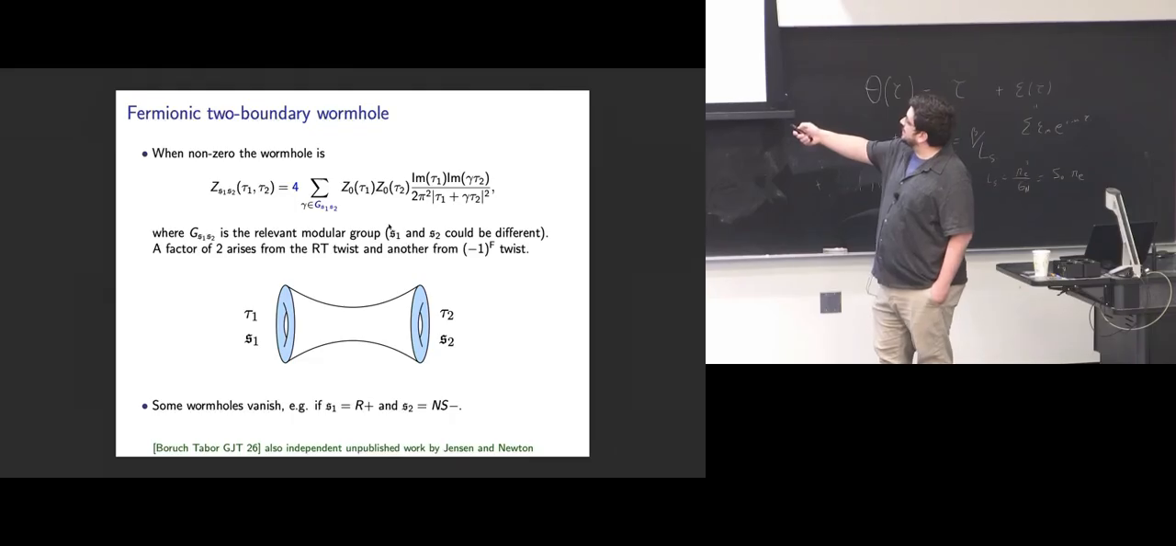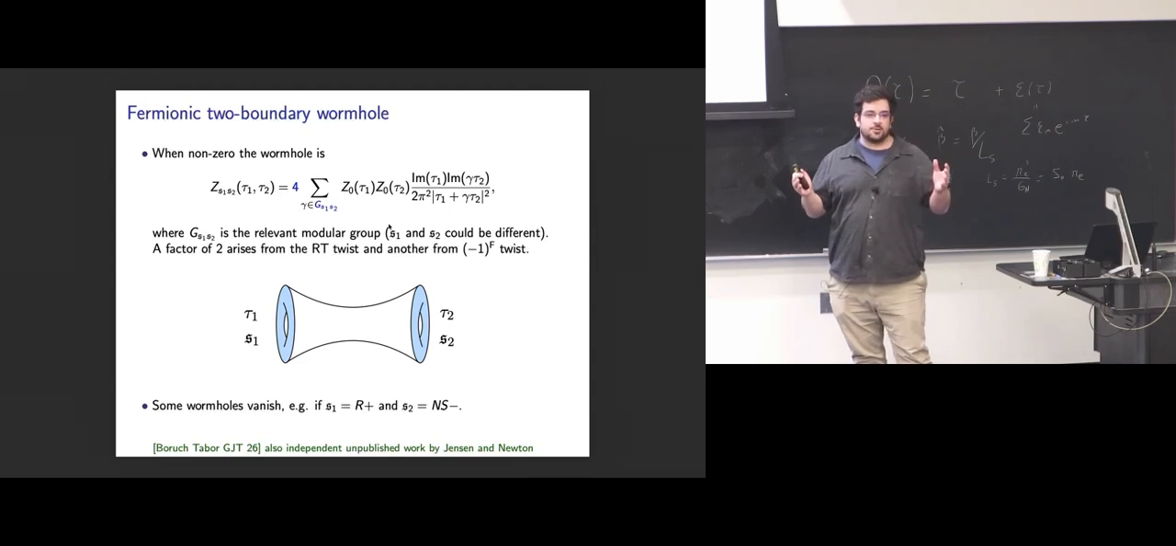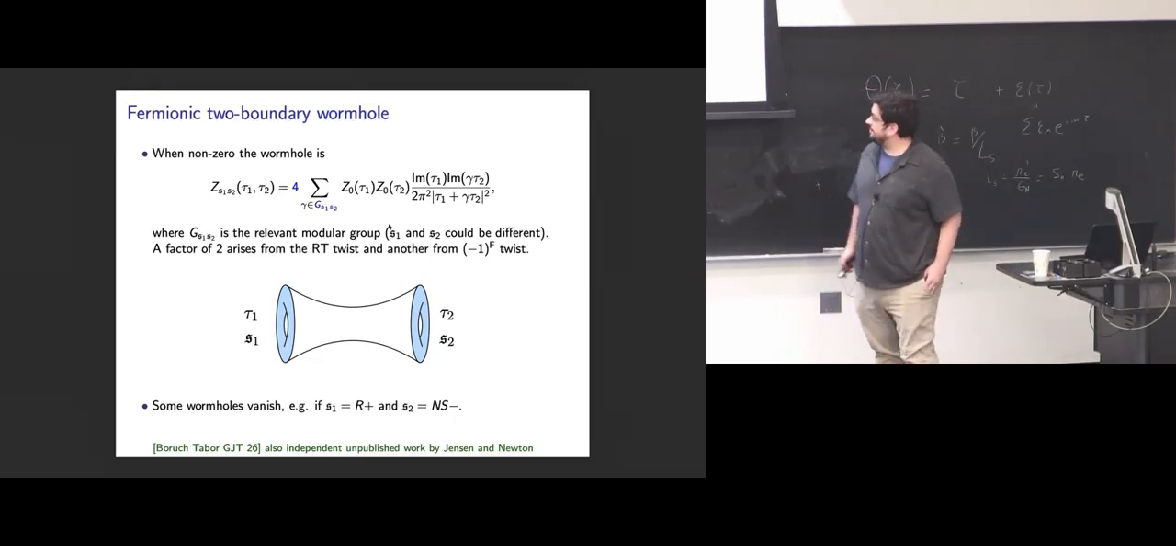And finally, there is also a factor of 4 because besides gauging CPT in the bulk, we also gauge fermion parity. And namely, we have another torus wormhole where if you parallel transport the fermion from one boundary to the other, it picks up a minus sign. So then you have two saddles with different bulk spin structures that you need to sum. Okay? So instead of a 2, you have a 4.